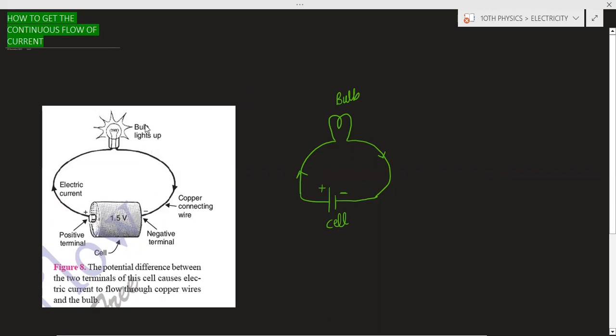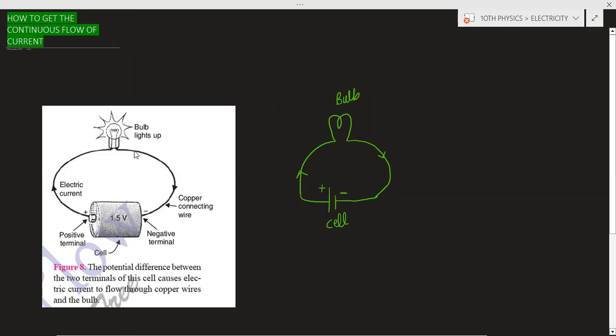So for that purpose, suppose this is a bulb here. This bulb is connected by two wires, and these two wires are connected with the two terminals of the cell. So this is a cell of 1.5 volt. What is the meaning of this 1.5 volt? This 1.5 volt represents the potential difference between the positive and the negative terminal of the cell.